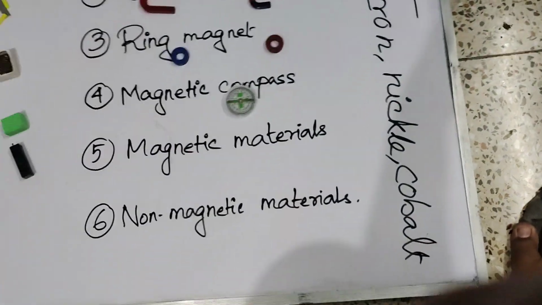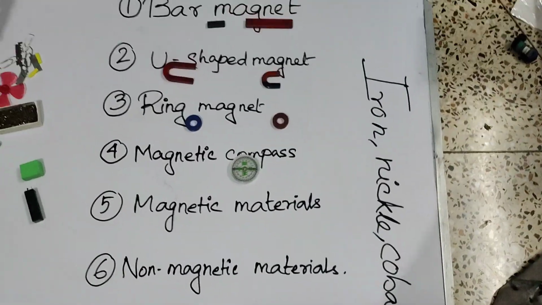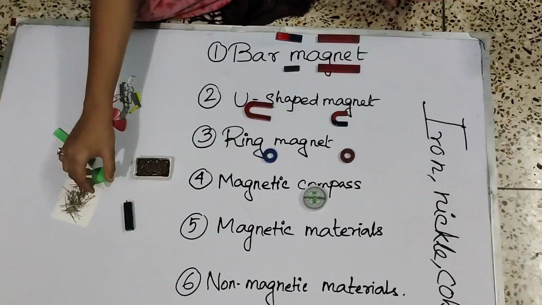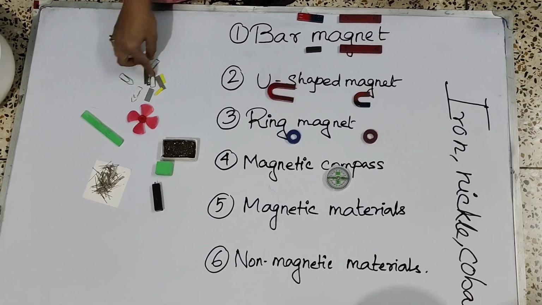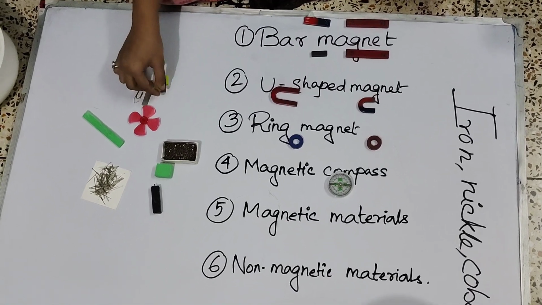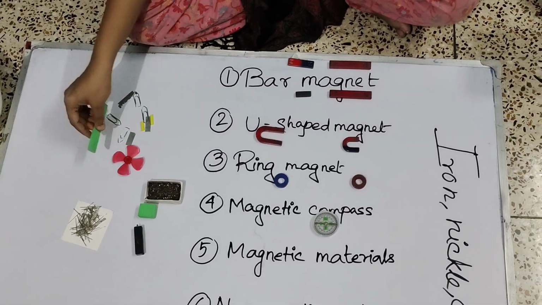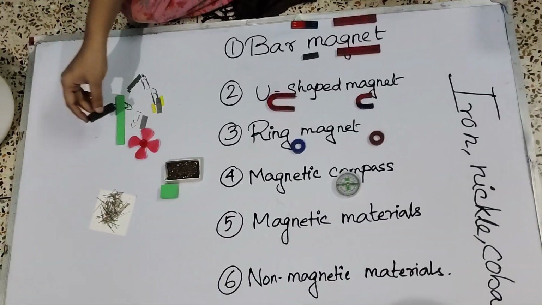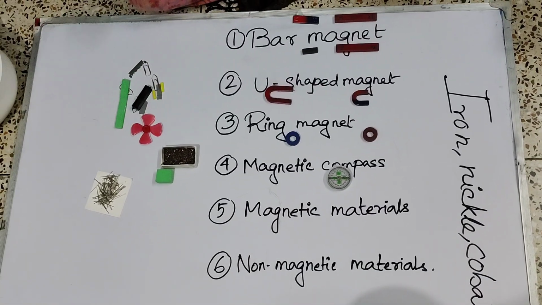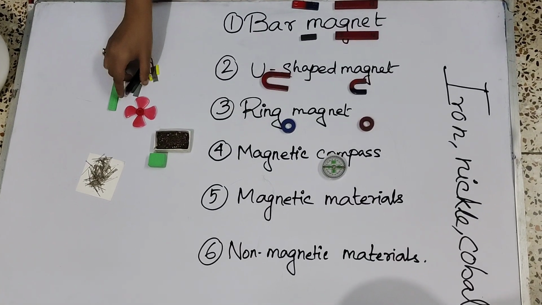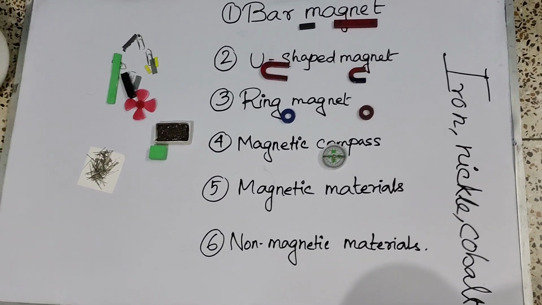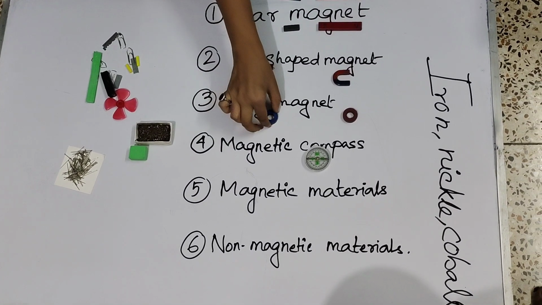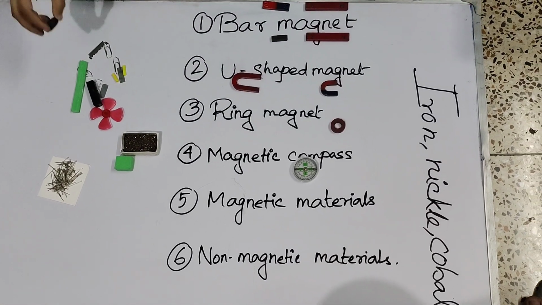Now I have something here. There is some plastic, some iron nails, and this is made of foam, and this is also plastic. I will bring the magnet towards them and see which ones are attracted by the magnet. So now I am taking one ring magnet and bringing it closer to these things.